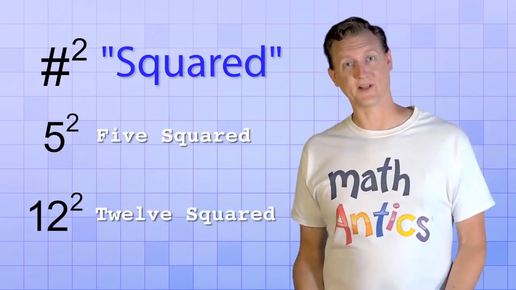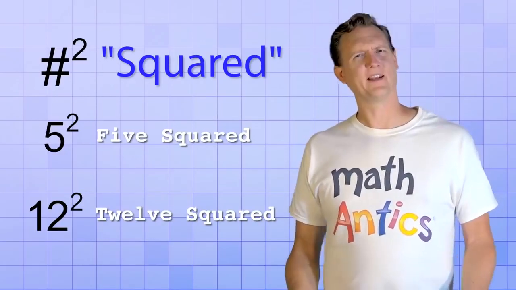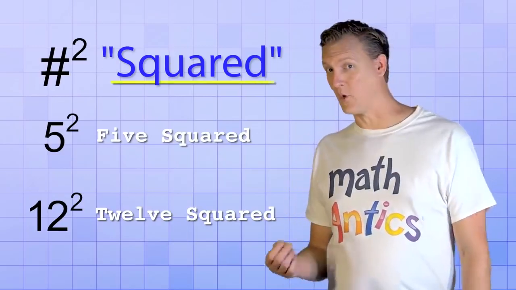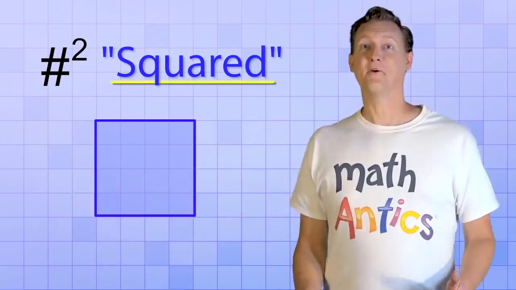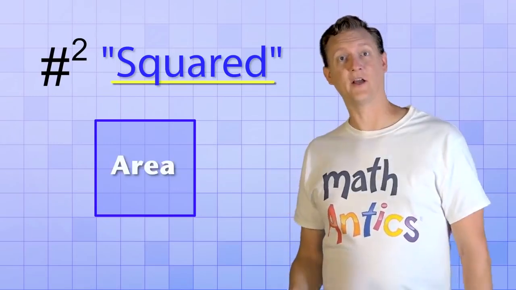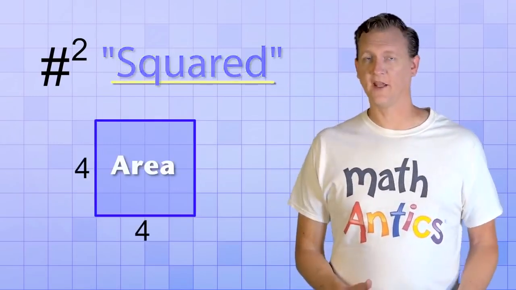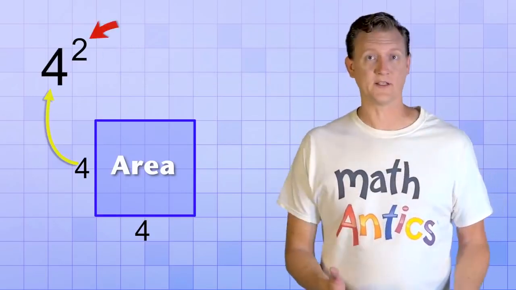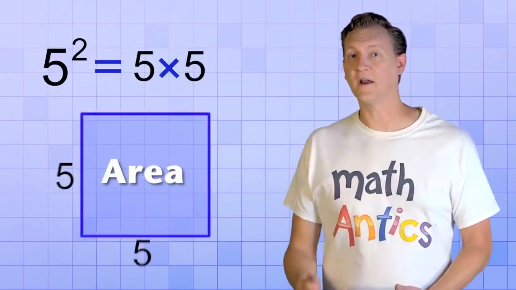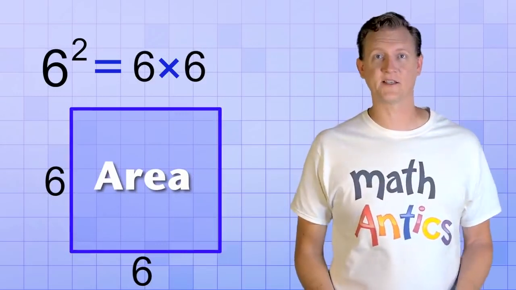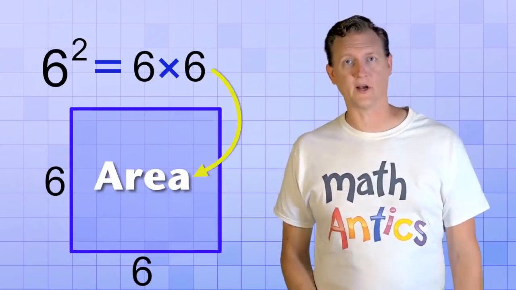Now if you're new to exponents, that might sound kind of funny. But can you think of a reason why the term squared is used? Yep, that's how you'd calculate the area of a square shape. Since squares have sides that are all the same length, if you multiply that length together twice, like 4 times 4, or 5 times 5, or 6 times 6, it gives you the area of that square.